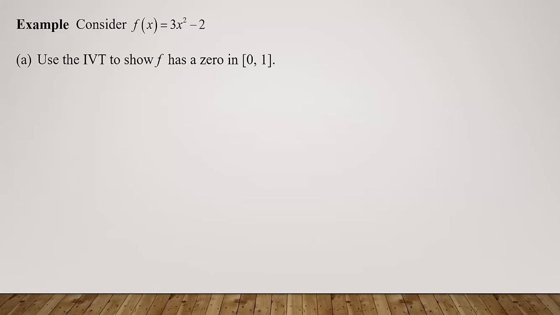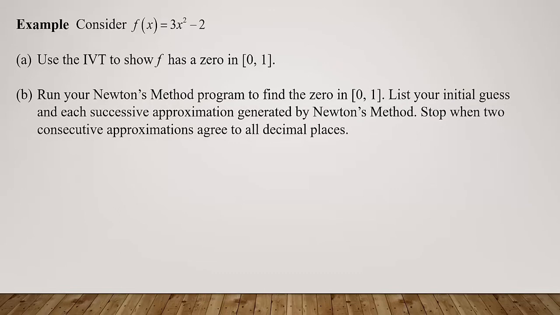Well, I'm going to just talk about it before we do part B. The intermediate value theorem: we know the function is continuous on the closed interval 0, 1 because the function is a polynomial function. f of 0 is -2. f of 1 is 1. So 0 is between -2 and 1. So, yep, the function has a 0 on the closed interval 0, 1. Part B, we're going to run the Newton's method program to find the 0 in the interval 0, 1. Okay, here's how you're going to write stuff down.